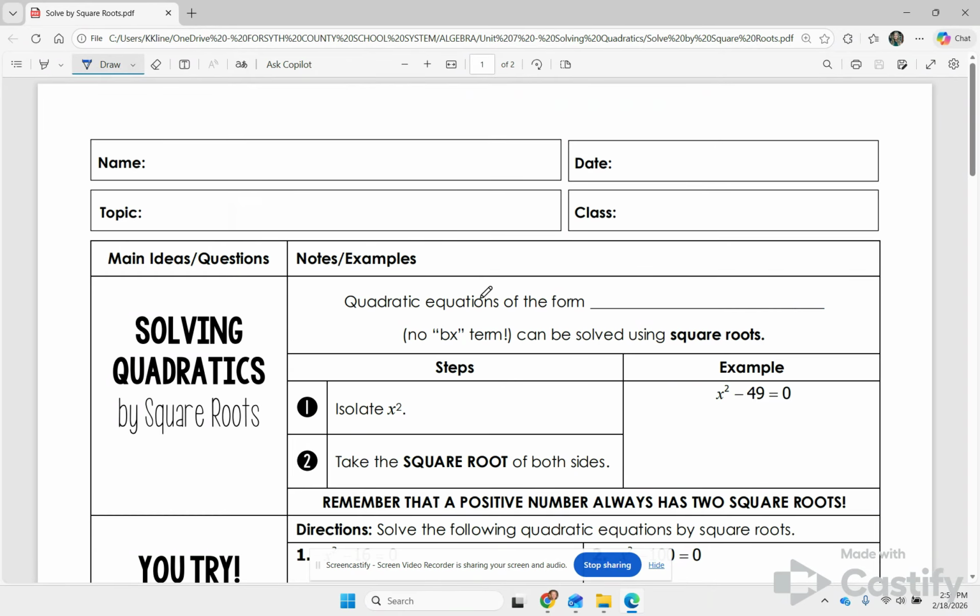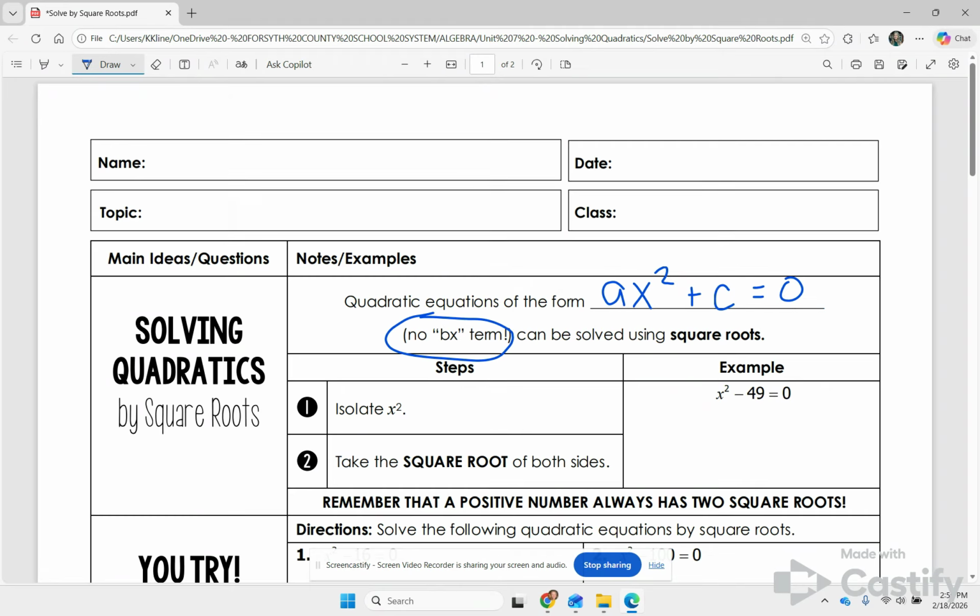So this is really easy. You get to any quadratic equation in the form of ax squared plus c equals 0. You get to do this. Highlight this. It's when you have no bx term. So no bx term, you can solve using square roots. And it's super easy. You just solve for x by taking the square root.